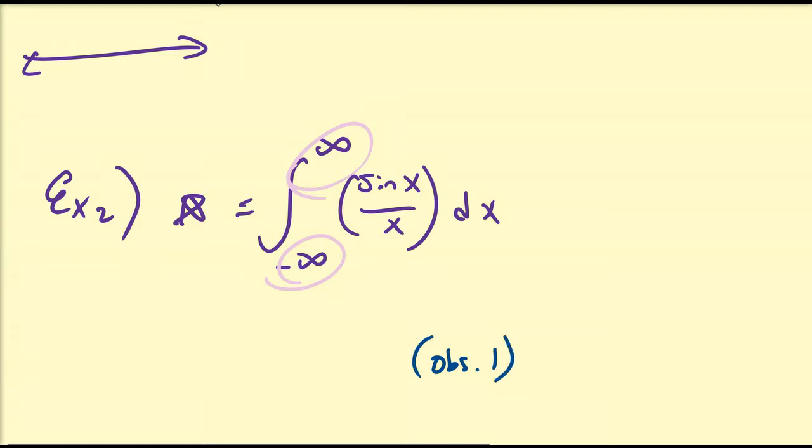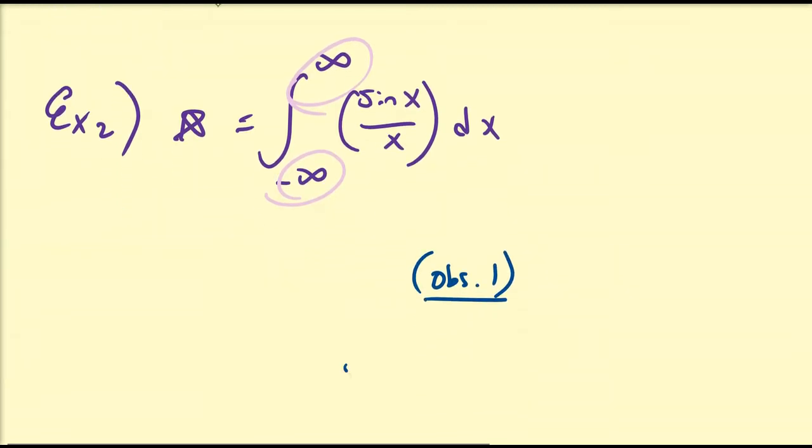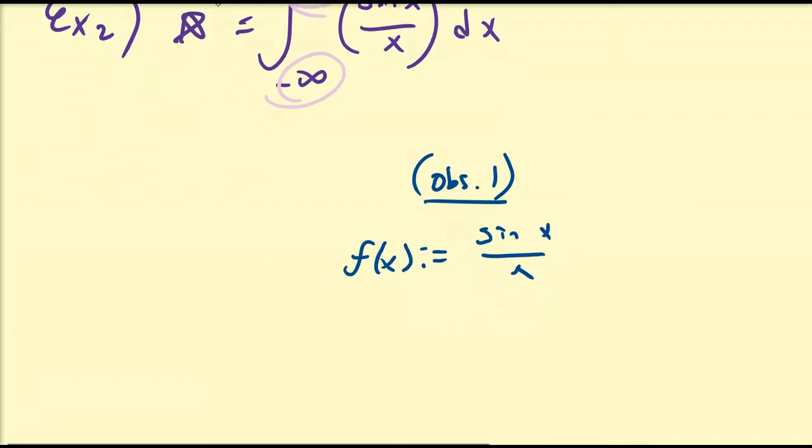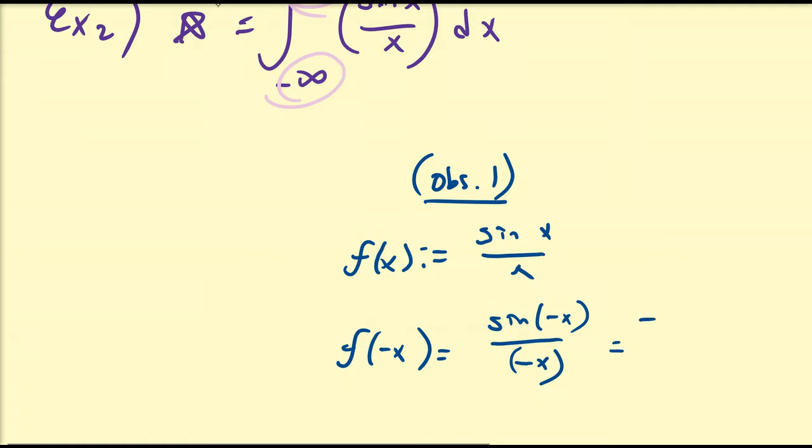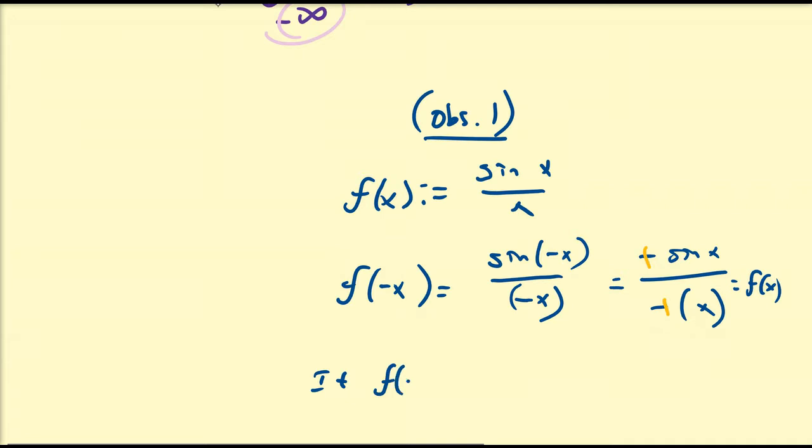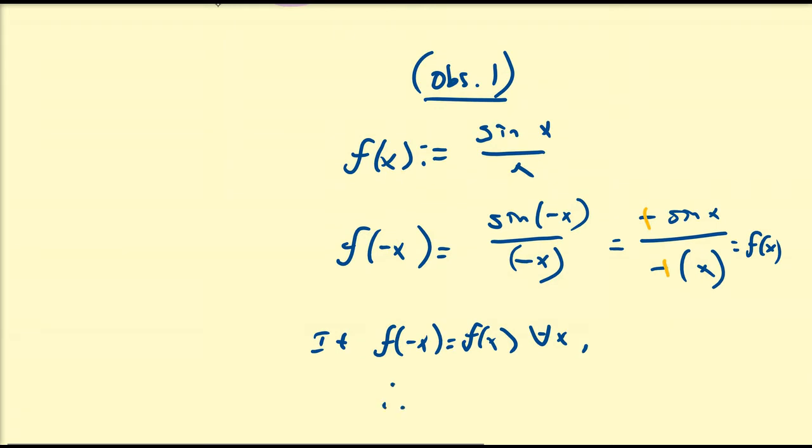So observation number 1. If we define f of x to be equal to sine x over x, then f of minus x is going to be equal to sine of minus x divided by minus x. Sine is an odd function, so we can pull this minus out, so we have minus sine of x divided by, well, that's just minus x. These minus signs are going to cancel, and we're just left with sine x over x, which is actually equal to the original function. So if f of minus x equals f of x for all x, then that means f is an even function.